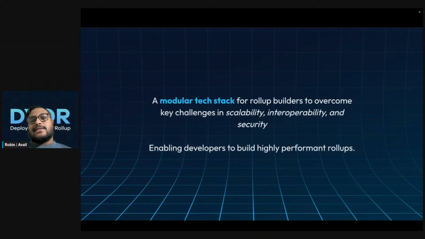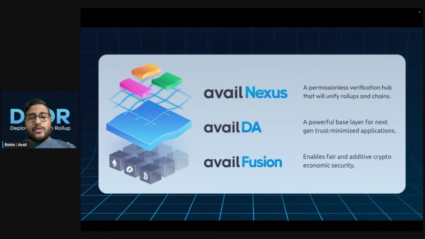Avail is a modular tech stack, or platform if you like to call it that, for rollup builders to overcome key challenges in scalability, interoperability, and security. Basically, we enable developers to build highly performant rollups. We do this with three vertically integrated solutions in our tech stack.